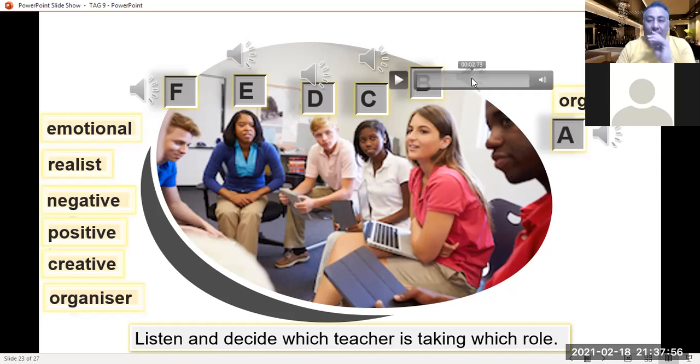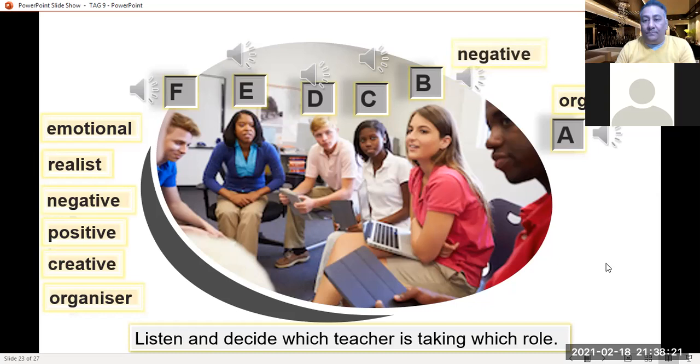She tells that... sorry, or emotional. This teacher tells us that big classes cannot be taught anyway, that it's very difficult. Negative. So she is negative. Negative. Correct.